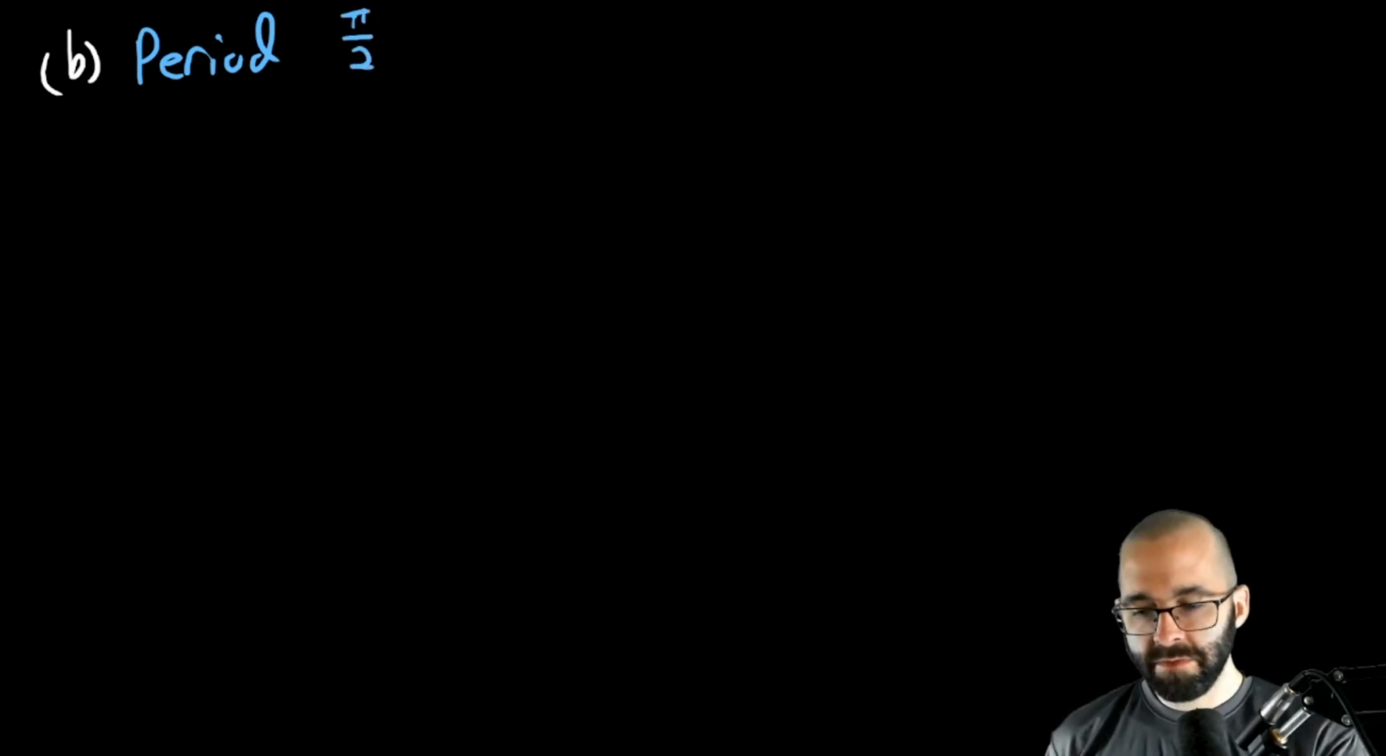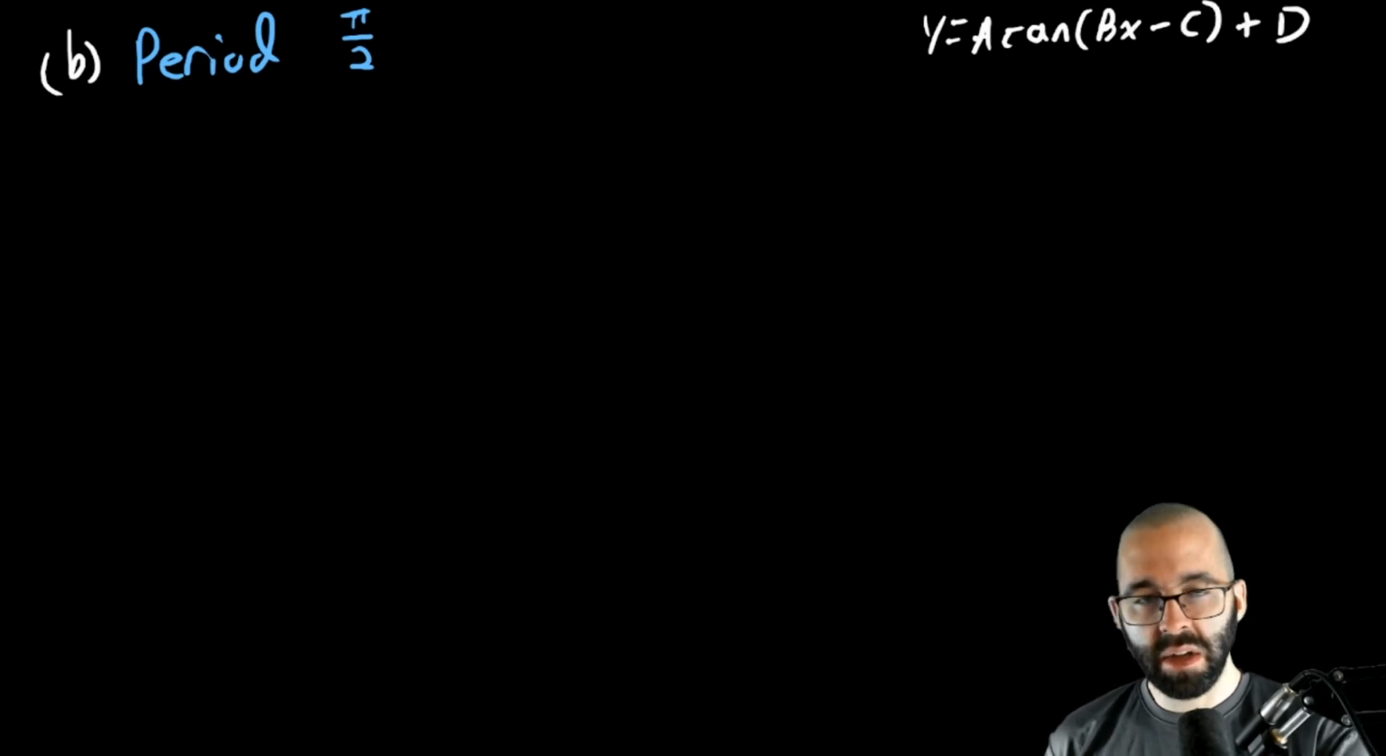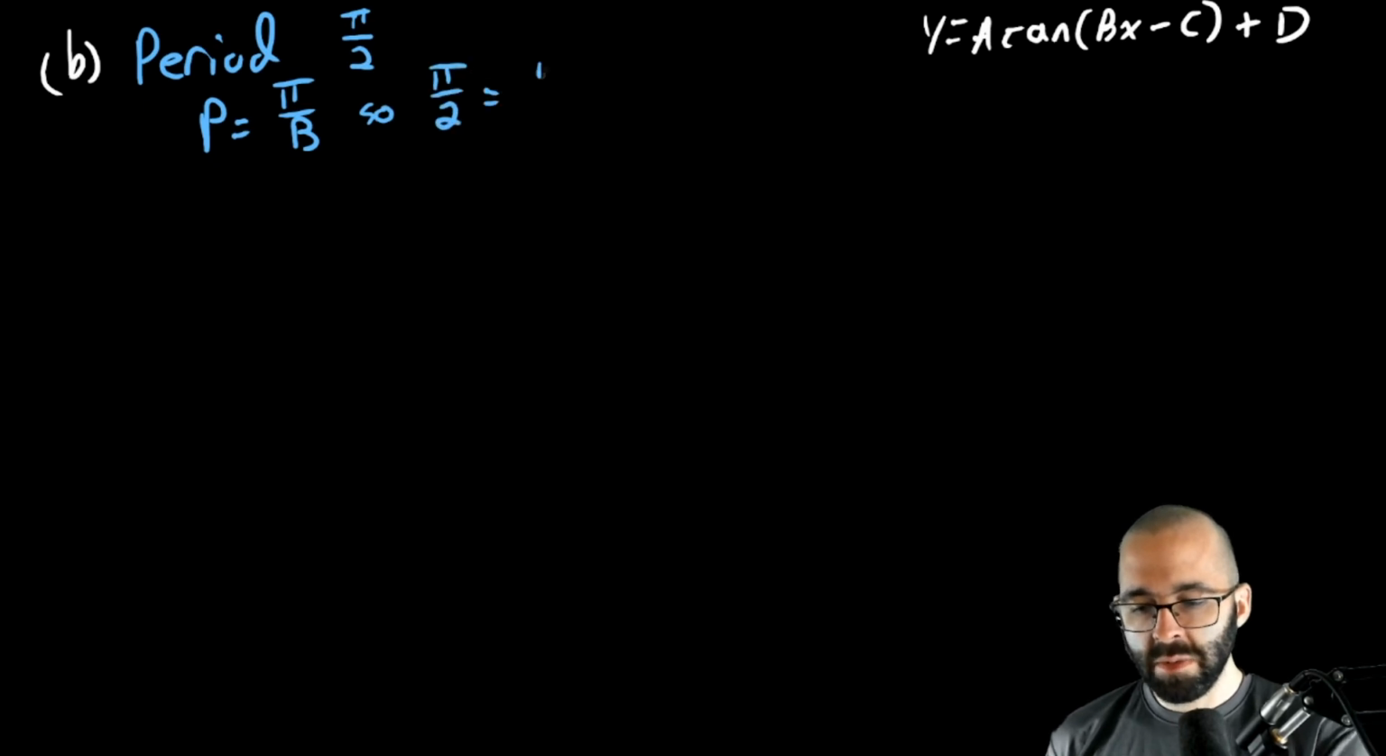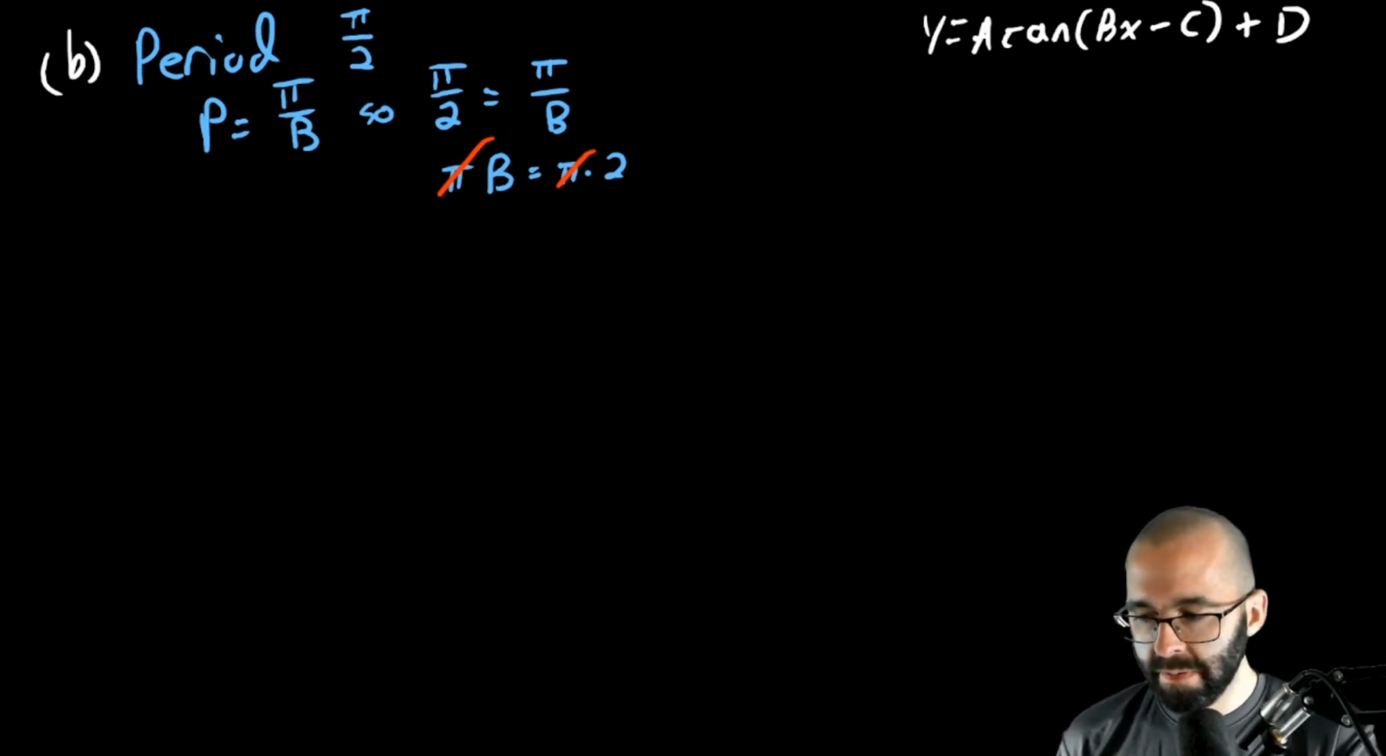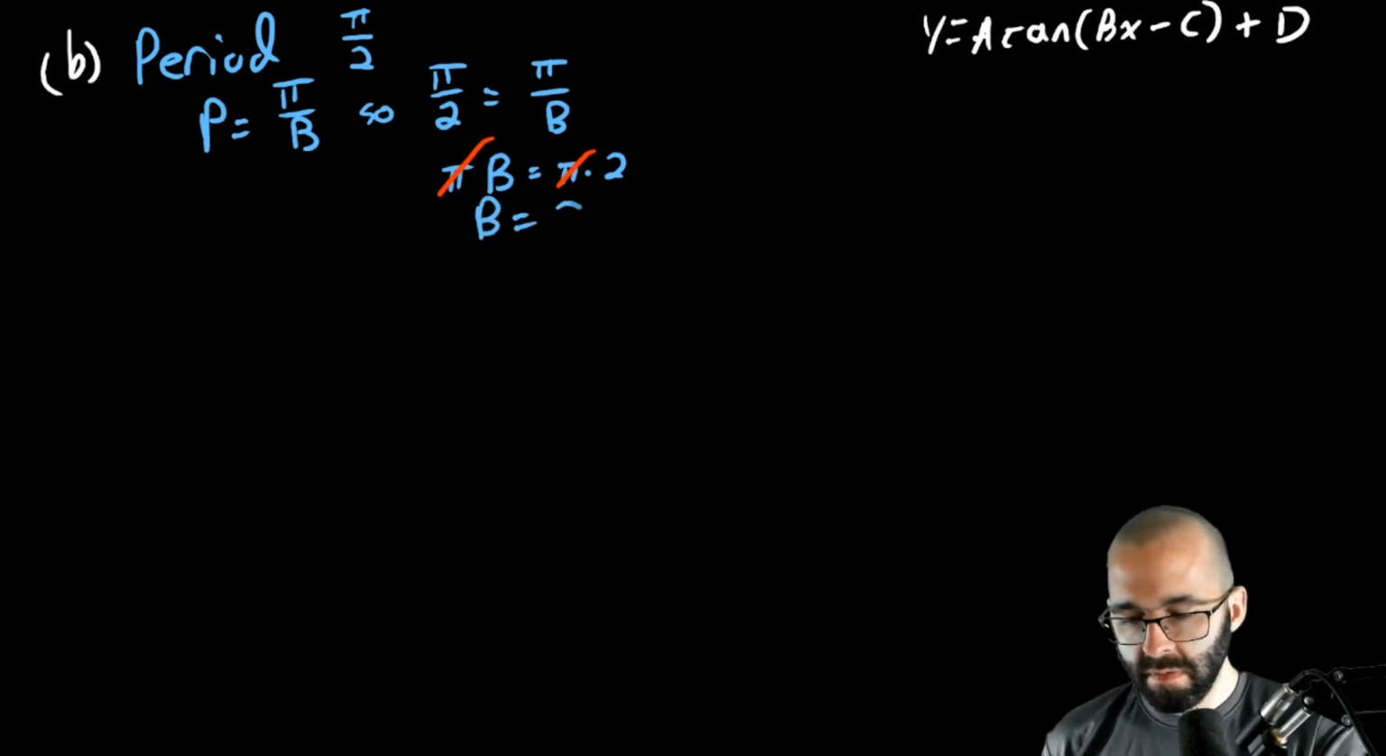So B, and again, what are we looking at? Y equals A times the tangent of Bx minus C plus D. The period is pi divided by B. So the period's pi over 2. That's pi divided by B. Let's cross multiply. We're going to get that pi times B is equal to pi times 2. Well, the pi's just cancel. You get that B is equal to 2. Great.